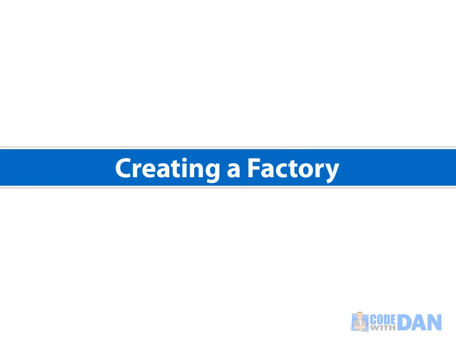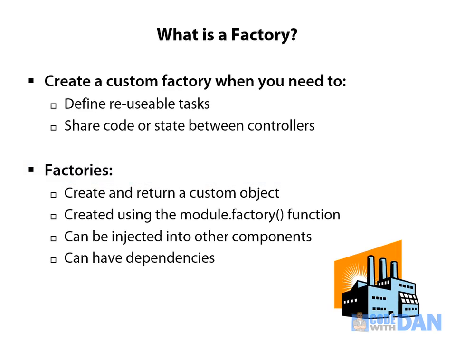If you find yourself duplicating code across controllers, one option would be to move that code into a factory. So in this section, we're going to talk about what a factory is and how to actually create it through a module. Now, a factory itself, as mentioned earlier, is really just a singleton. It's a way to define reusable tasks. It could be calculations, business rules, AJAX calls, or really a multitude of other things you might be doing.